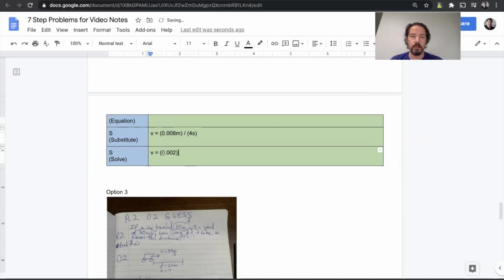I always put the 0 in front of my decimals so that I know that there's a decimal there. Okay, units. We've got meters divided by seconds, so this is going to be meters per second. There's nothing else really to work. I've got it right there, so my answer is complete. Velocity is 0.002 meters per second. I've got an answer.